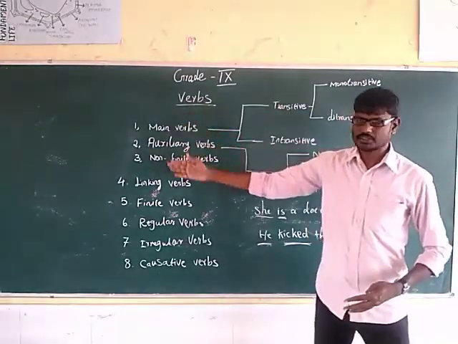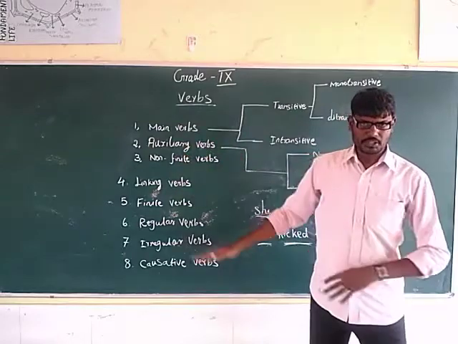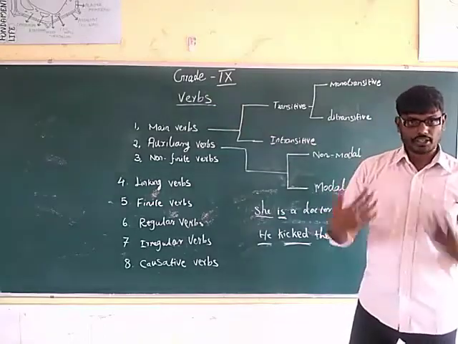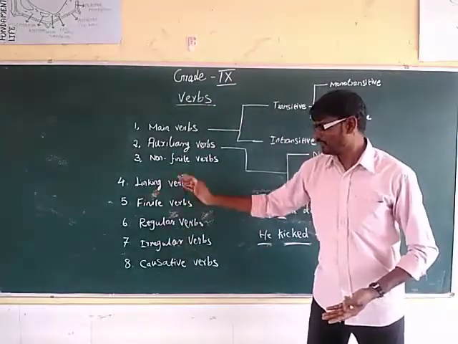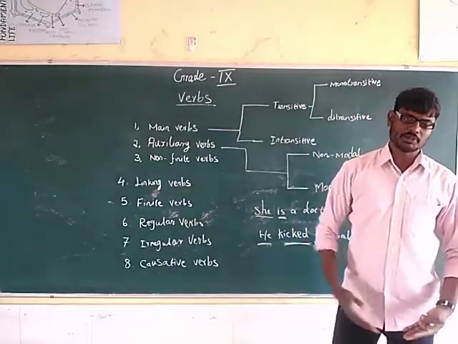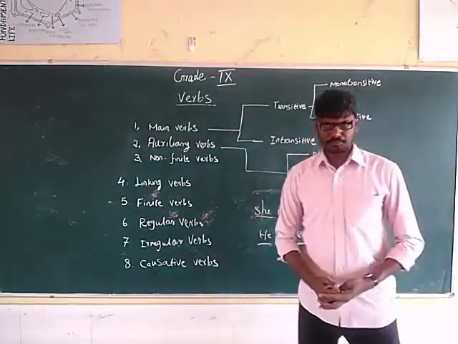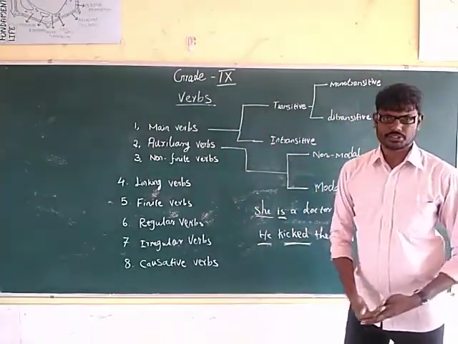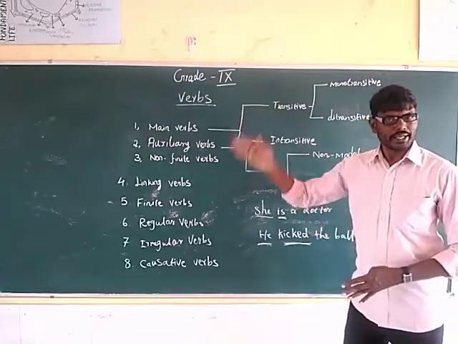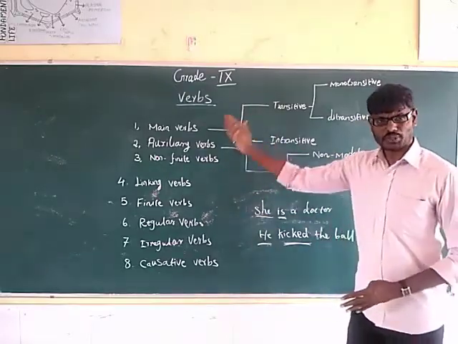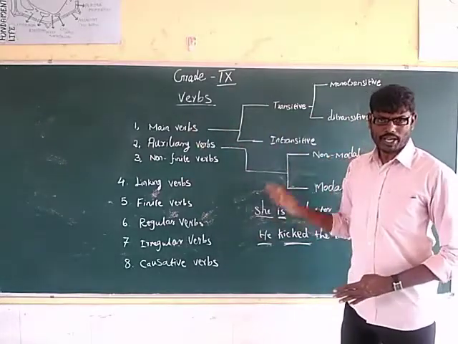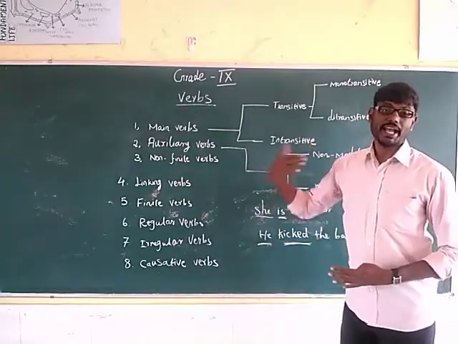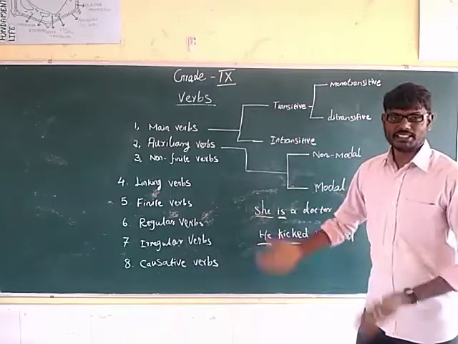There are different types of verbs. See here: main verbs, auxiliary verbs, non-finite verbs. These are the main types of verbs. Apart from these three, we will be studying linking verbs, finite verbs, regular and irregular verbs, and finally causative verbs. If you know these things, you will be good in English. Verbs are the main part of grammar, so we have to understand all these types very carefully. If you have good knowledge about these different types of verbs, you can enhance your capability of making sentences in English well.